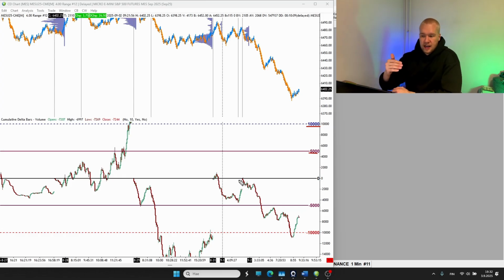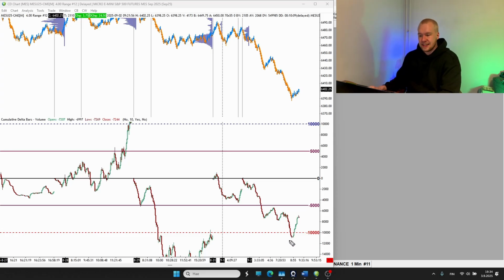The reason why I have put these lines here on the chart is that this is a very good gauge of how strong the delta is. A delta that is between 5,000 and minus 5,000, depending on which direction price is moving, is I would say still quite a weak delta. And when price goes above 5,000 or below negative 5,000 all the way up to 10,000, then we are talking about very strong delta, meaning that there's not really any opposition on the other side.